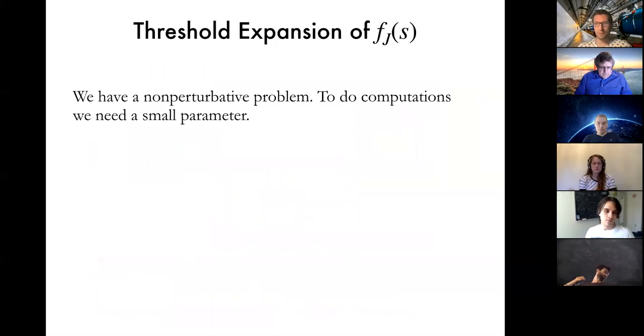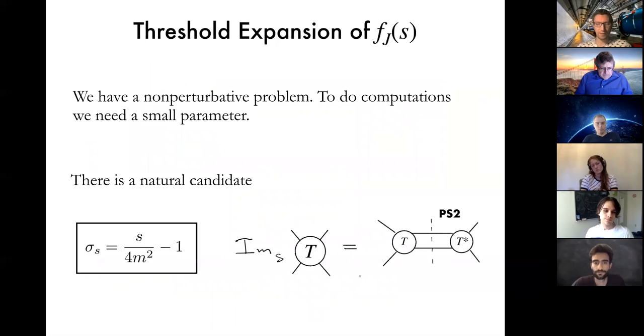We have a non-perturbative problem. There is no small parameter. If you want to do concrete computations, we need a small parameter. I don't know another way to proceed. So there is a natural candidate, and this is the volume of the available phase space.